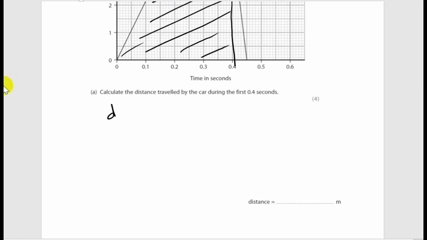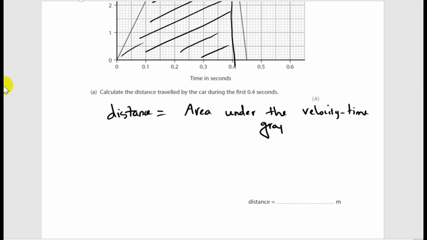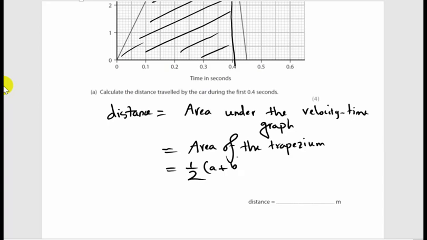So we know distance is equal to area under the velocity time graph. So here it is the area of the trapezium. We know area of the trapezium is half the sum of the two parallel sides into height.